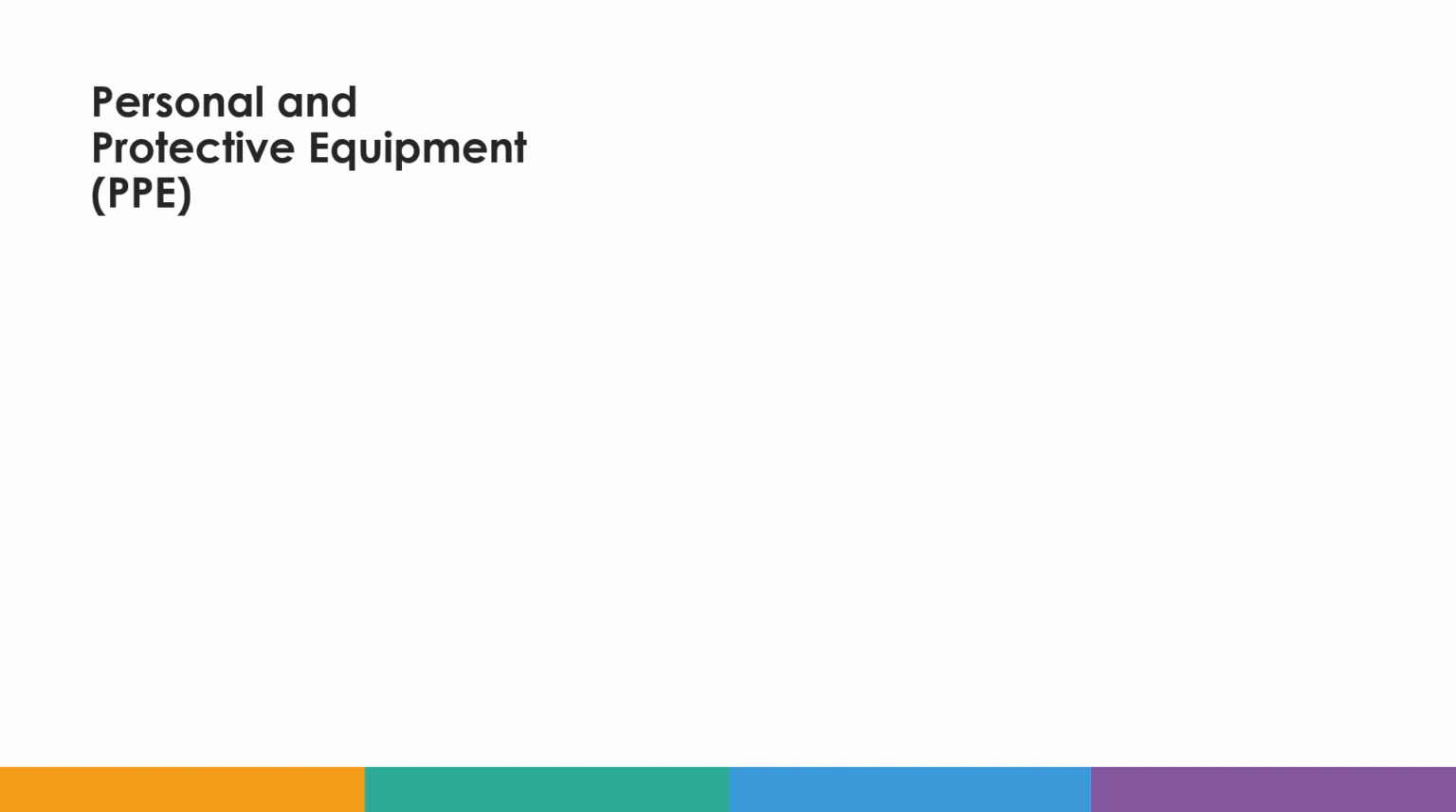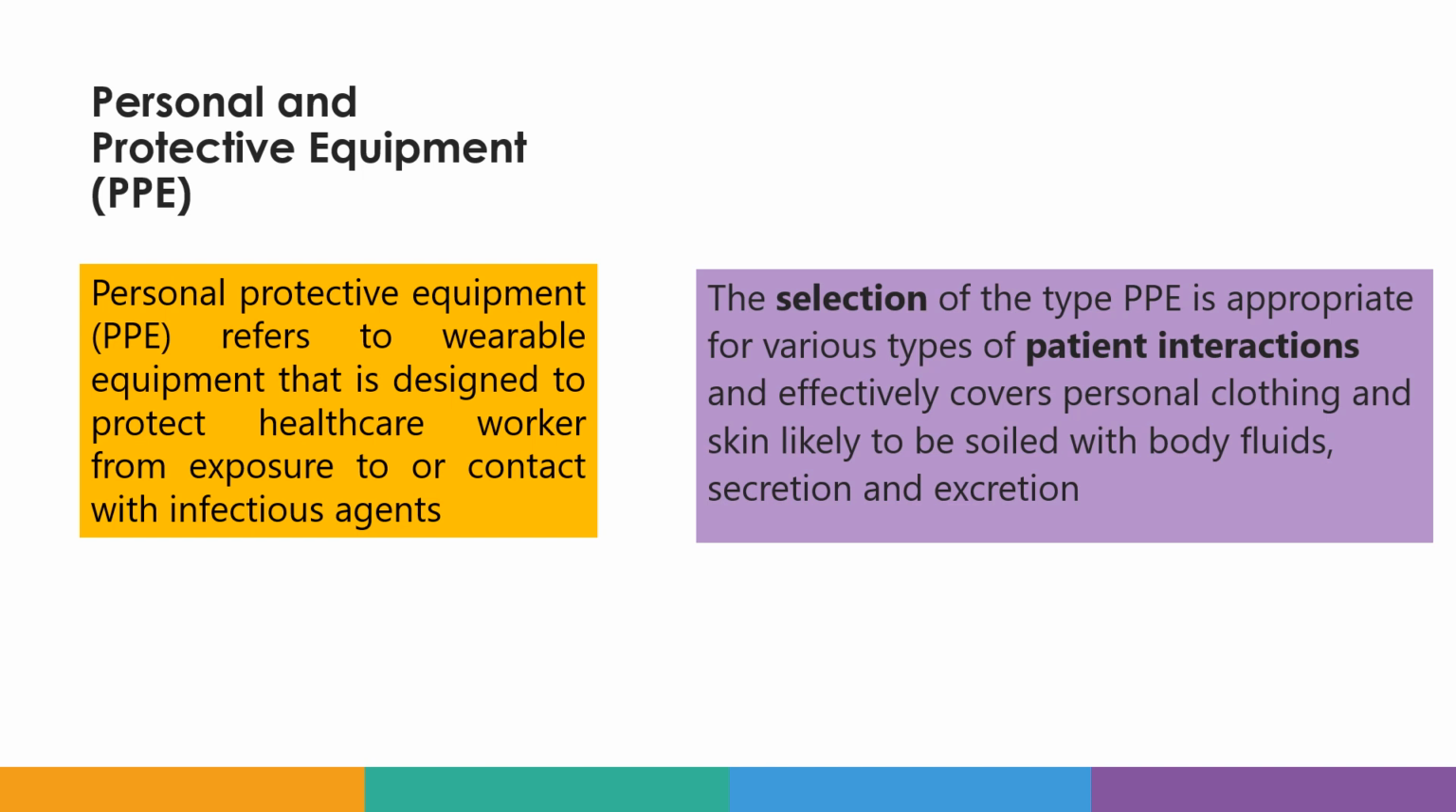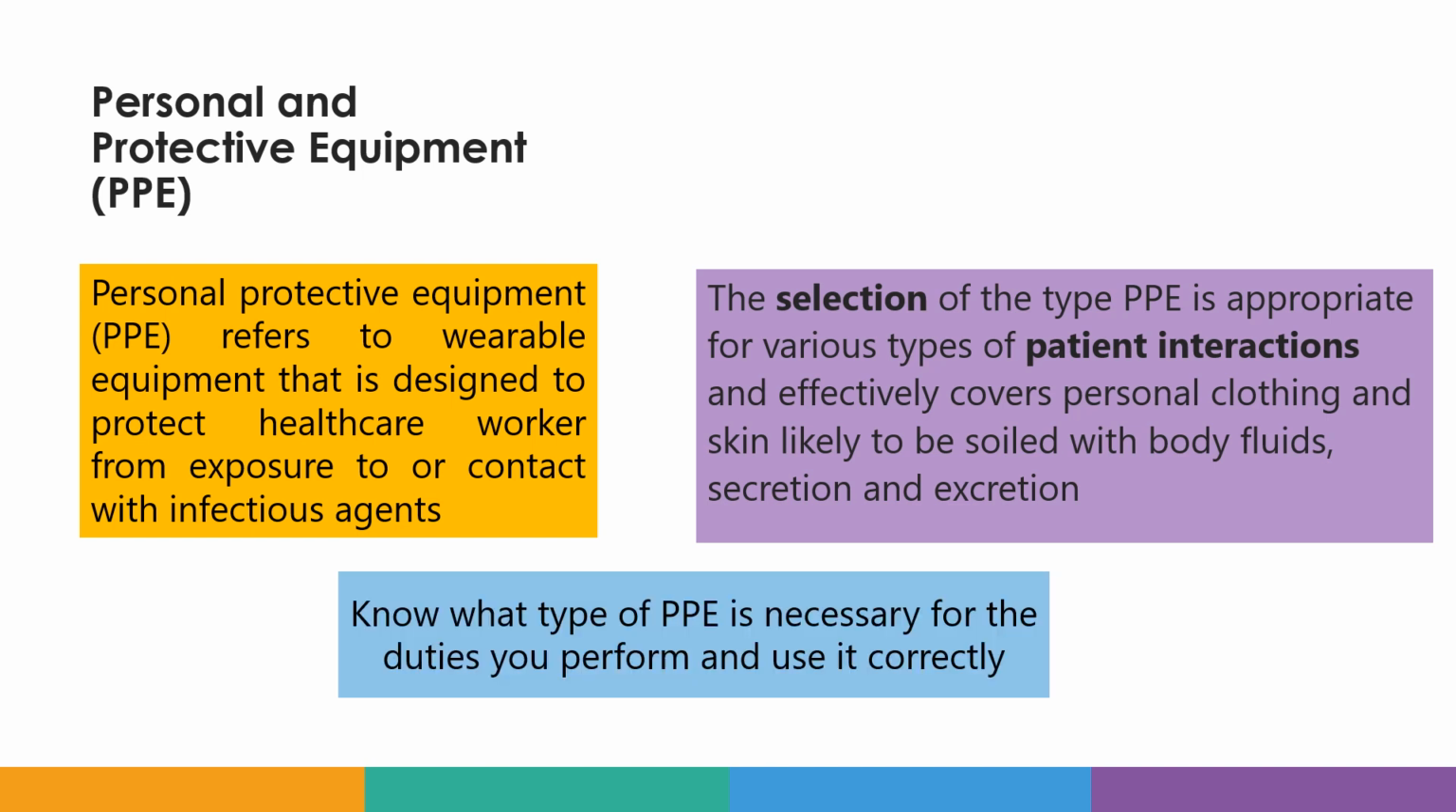Next, we move on to personal protective equipment. Personal protective equipment, or PPE, refers to wearable equipment that is designed to protect healthcare workers from exposure to or contact with infectious agents. The selection of the type of PPE is appropriate for various types of patient interactions and effectively covers personal clothing and skin likely to be soiled with body fluids, secretions, and excretions.